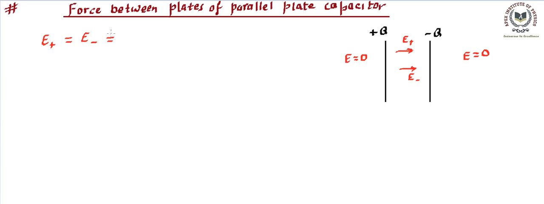Now because of one plate, it comes out to be sigma upon 2 epsilon naught, and when we add them to find the net field, the net field in between the plates comes out to be 2 times this, that means E plus and E minus. If we add these two together, it comes out to be sigma upon epsilon naught. So the point is, the sigma upon epsilon naught field is because of two contributions, and both plates contribute equally. Now our purpose is to find the force.